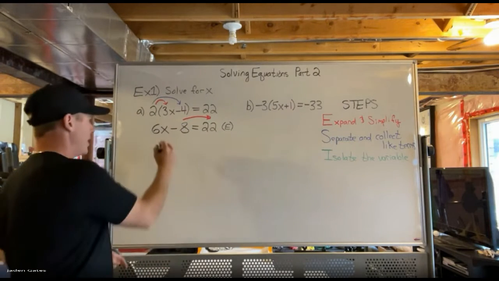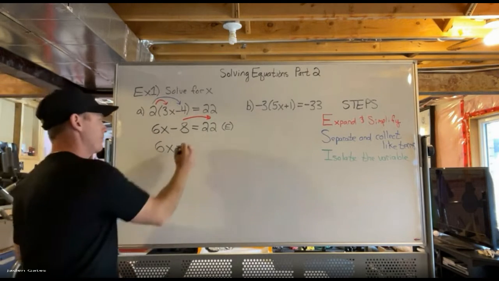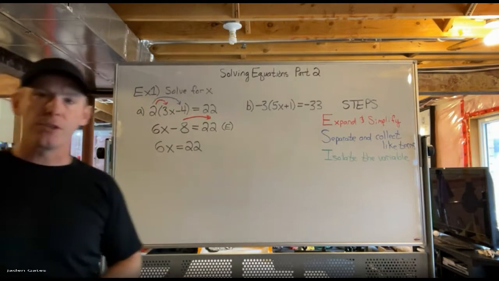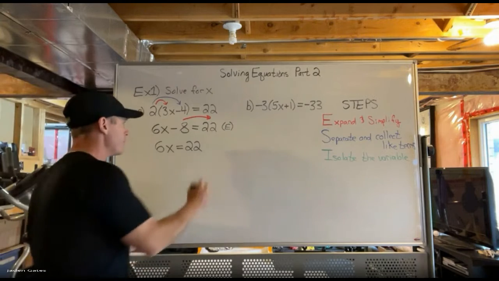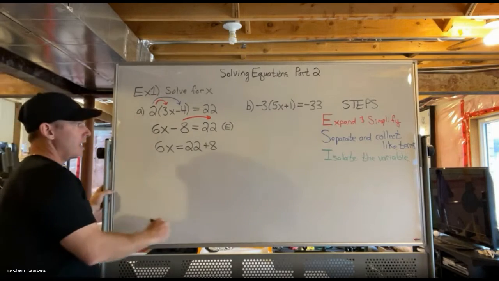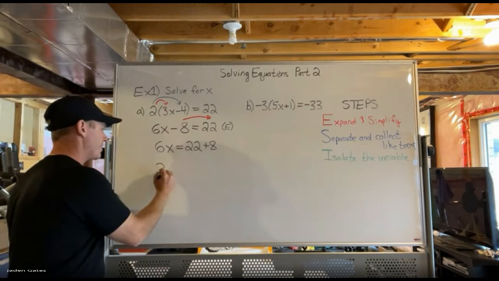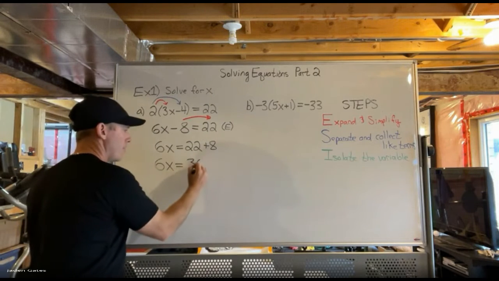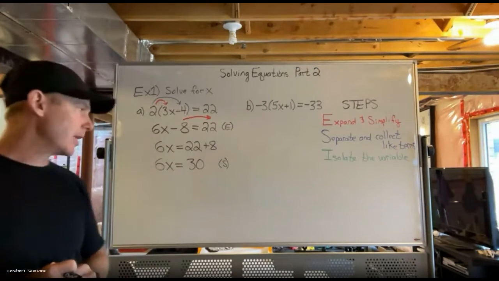All right, so now I have 6x equals, I have my 22 here. But again, this minus 8 is being brought over to the other side. And so again, when you change sides, change sign, anything, numbers or variables. So if it was a negative 8, it's now a positive 8. I've separated, but now I just have to collect my like terms. And so I have 6x is equal to 22 plus 8, which is 30. So there's my S done now. I've separated and collected my like terms.